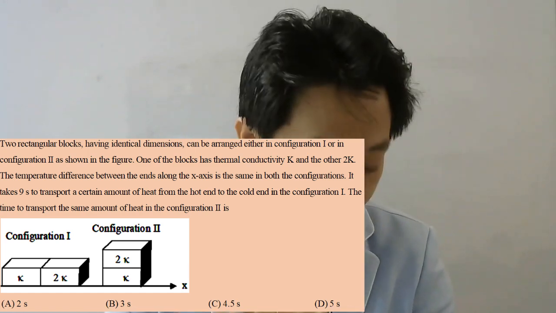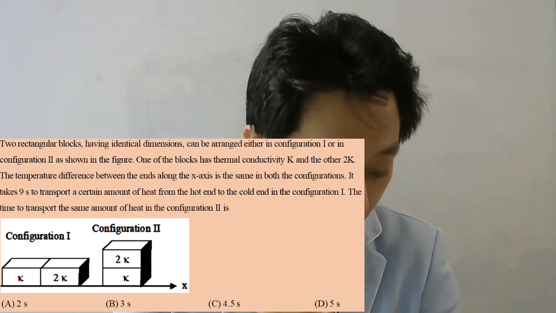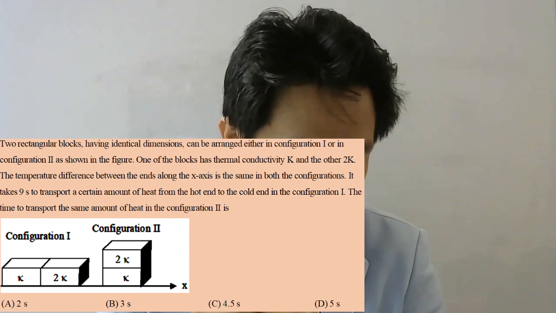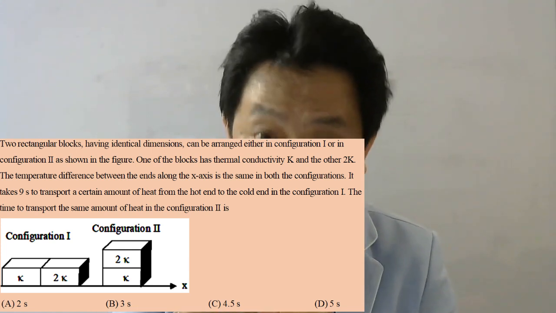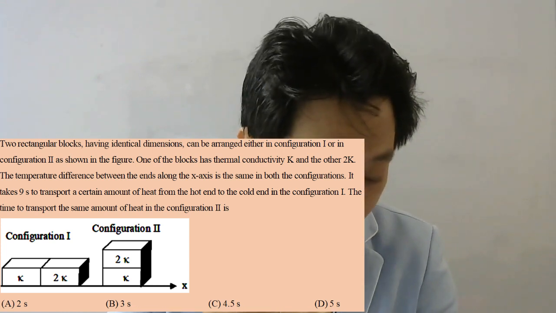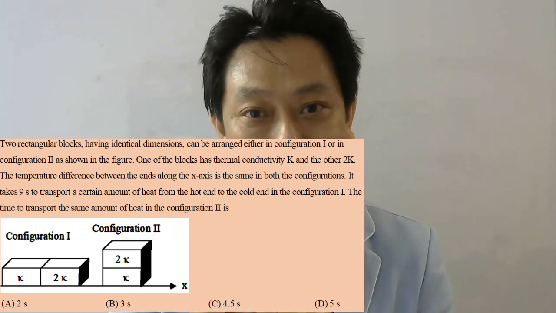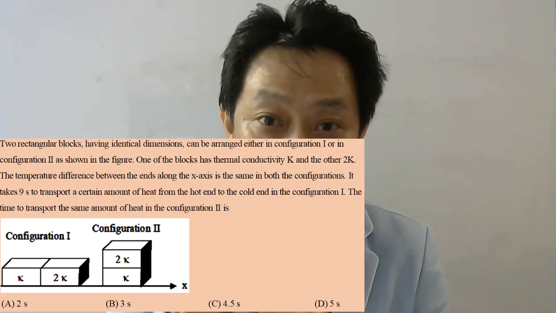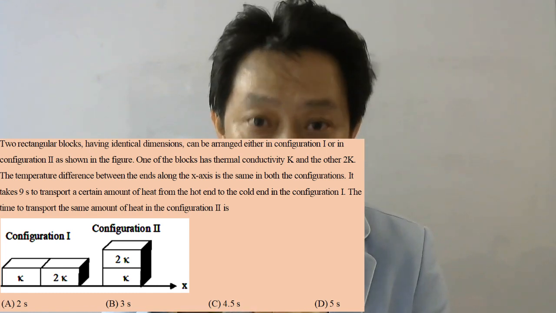It takes 9 seconds to transport a certain amount of heat from hot end to the cold end in the first configuration. So in the first case, it takes 9 seconds to transport some amount of heat. They want you to calculate the time to transport the same amount of heat in the second configuration. Remember, same amount of heat in the second configuration.